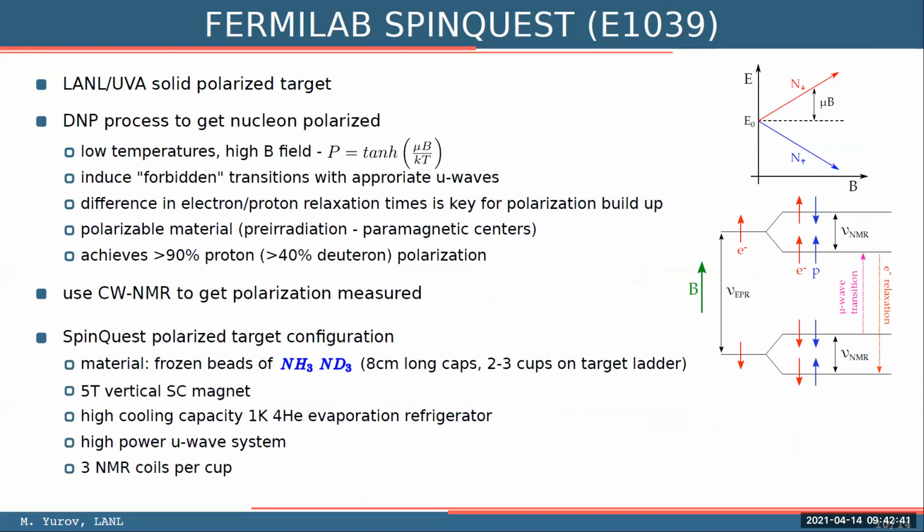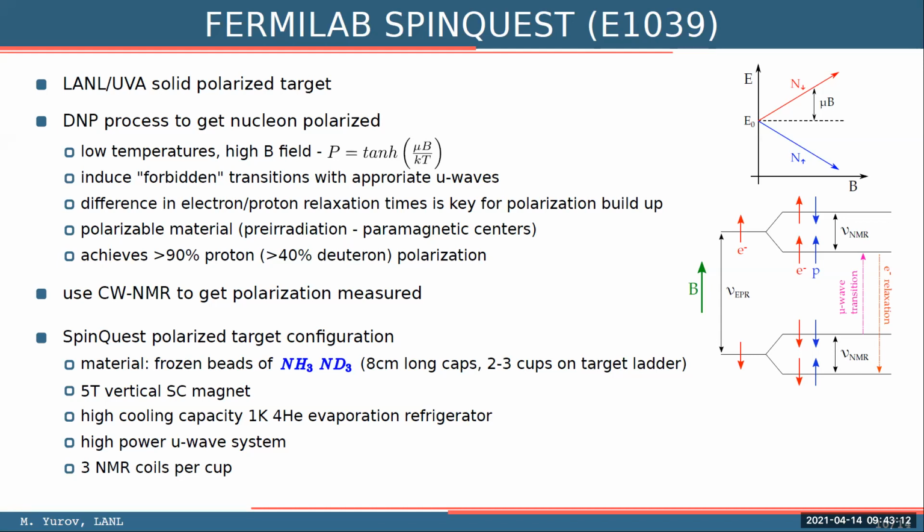A small Drell-Yan cross-section is one of the major experimental challenges, which is why we chose a thick, high-density and highly polarizable fixed target for the E1039 physics goals. The optimum choice to satisfy these needs was the use of solid ammonia and deuterated ammonia targets, which can routinely achieve over 90 and 40% of proton and deuteron polarization respectively.